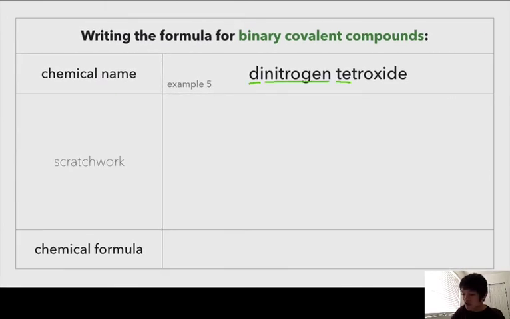And lastly, we have dinitrogen tetroxide. Di means 2, nitrogen is N, so there are 2 nitrogens. Tetra means 4, and oxide is O, so there are 4 oxygens. Put them together, we have N2O4, which should be our chemical formula. It's really rather simple here.